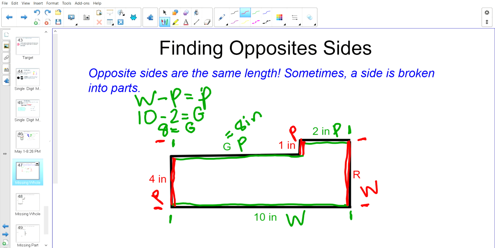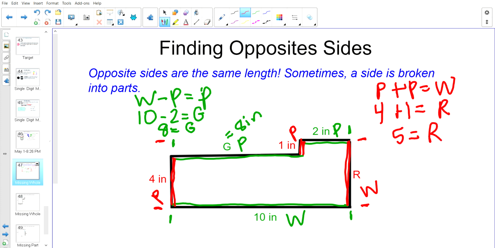That makes it easy for me to see that our missing side length R is the whole vertical side length of this rectilinear figure. When we are missing a whole, we add, because part plus part equals whole. To find missing side length R, I will add the part 4 plus the part 1 to equal missing side length R. 4 plus 1 equals 5. So the length of side R is 5 inches.